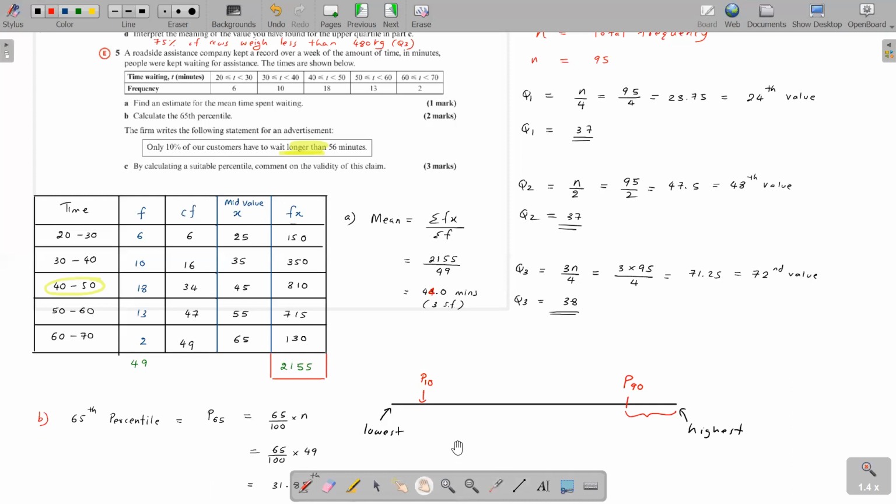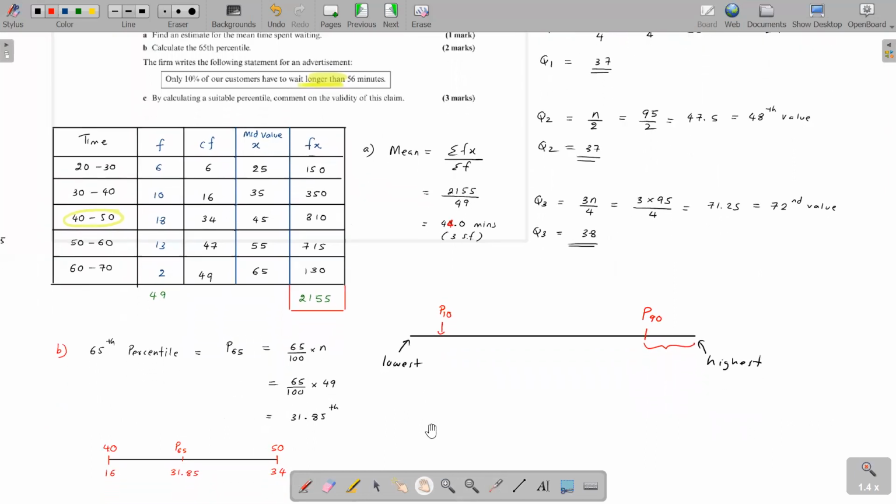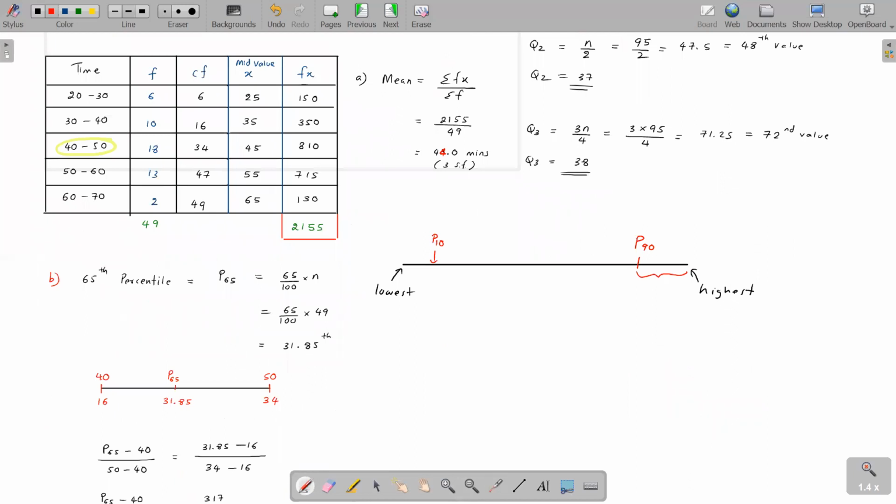So how do you do this? By calculating a suitable percentile. They're asking us to calculate, so what is the 90th percentile? You can actually see this directly as well. The 90th percentile means 90 over 100 into n, where n is the total frequency. So the 90th percentile is 90% of the n value. The n value is 49. Guys, are you with me?